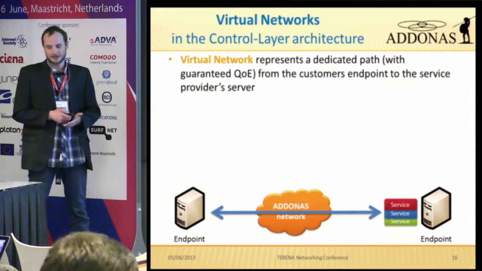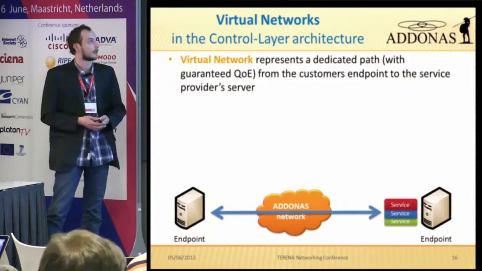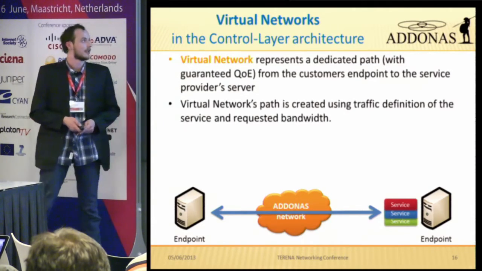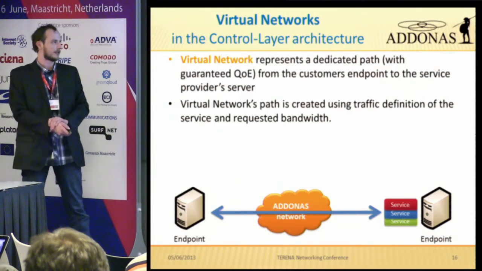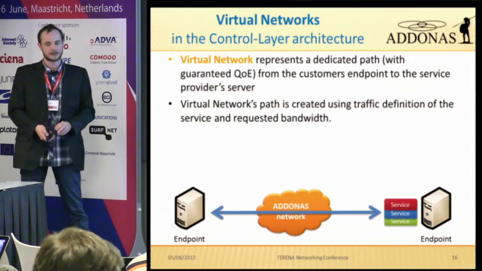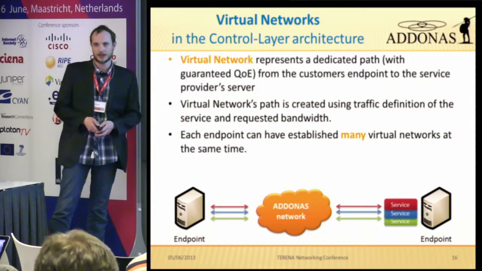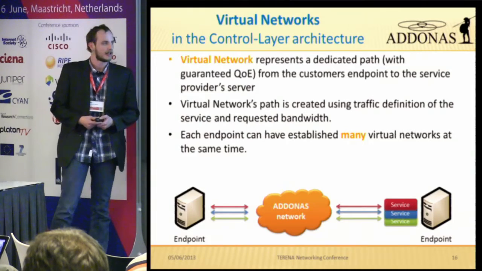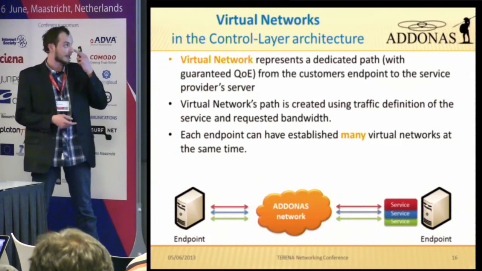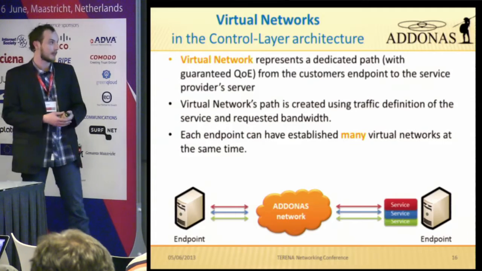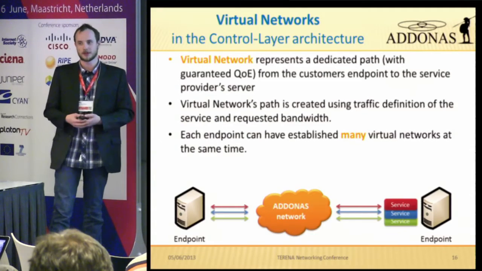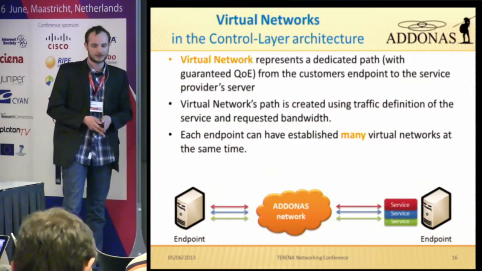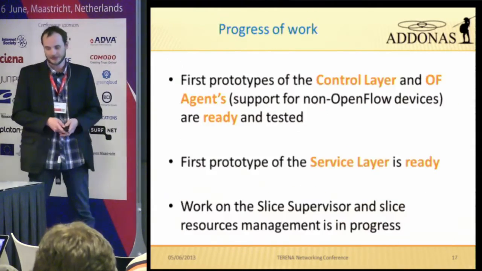A virtual network represents a dedicated path with guaranteed quality of experience from the customer endpoints to the service provider servers. The virtual network path is created using the traffic definition of the service, and each endpoint can have many virtual networks established at the same time. Because of that, we are going into a multiplay model instead of triple play. We are not limited only to VoIP, IPTV services, and internet access.